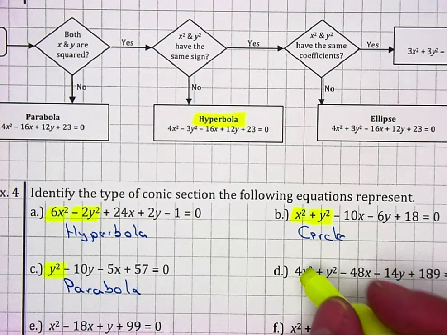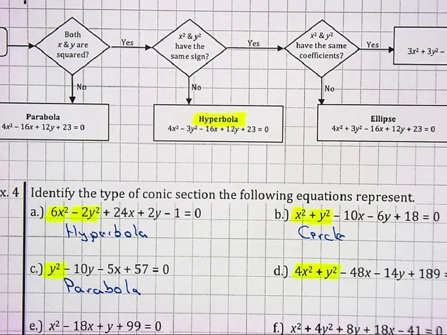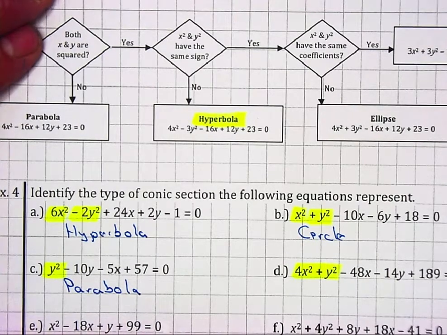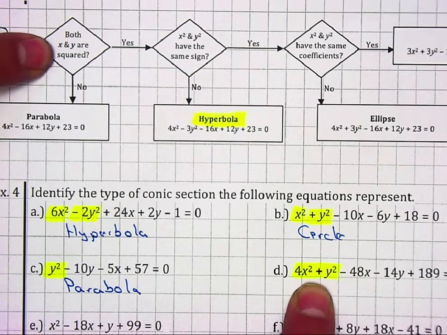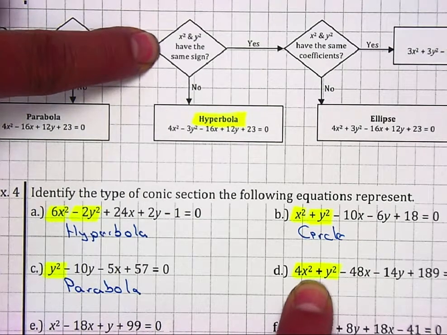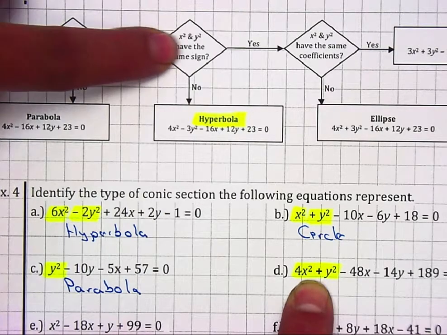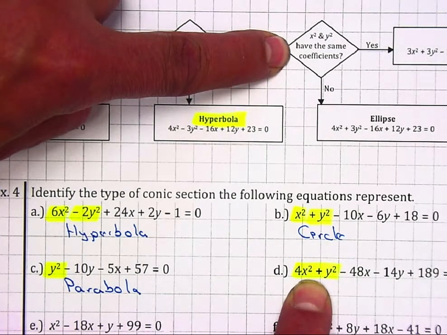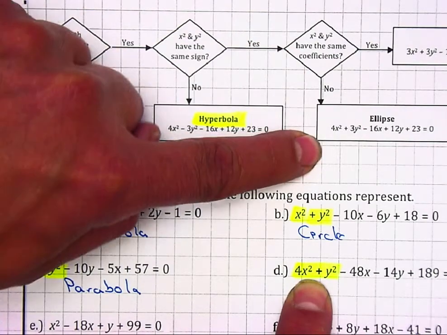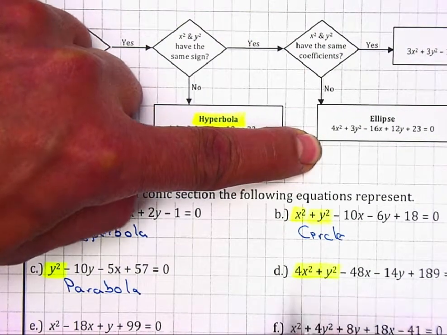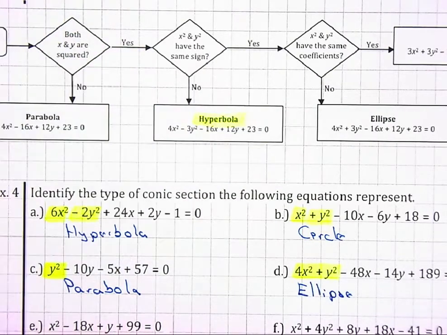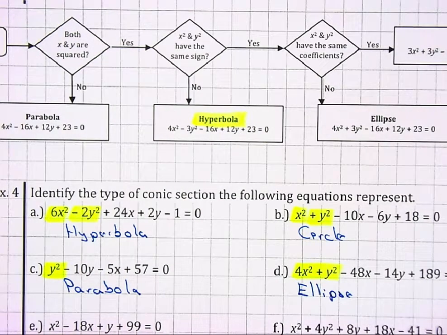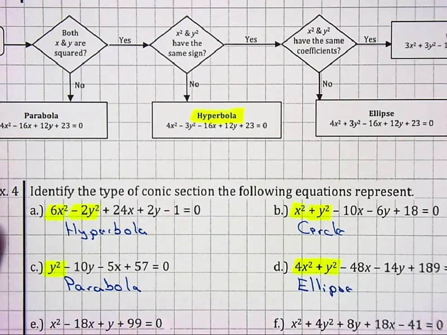Letter D. Only the terms that are being squared are what we need to focus on. Are they both being squared? Yes. Do they have the same sign? Yes, they both are positive. Do they have the same coefficient? No, they have different coefficients. So this is an ellipse. So try E, F, G, and H, and then we can compare our answers.